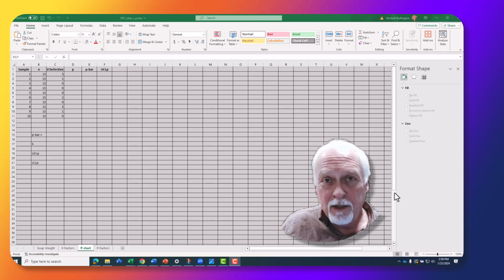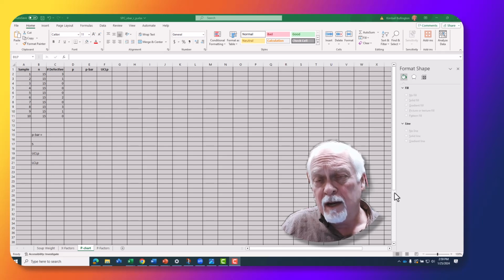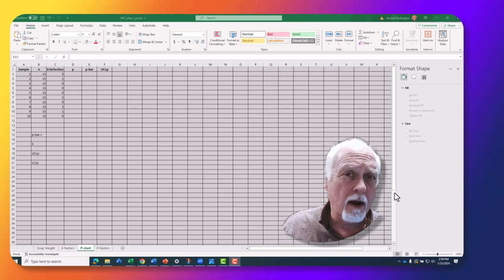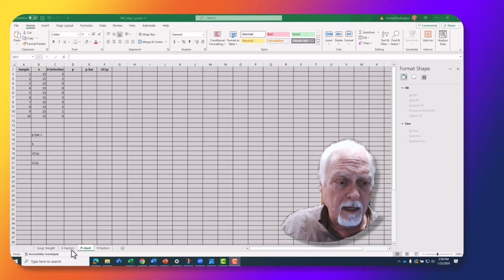Hi, this is Dr. B, and we're going to be looking at another type of control chart, the proportion defective or P chart. And unlike the variable control charts, we will only have one chart as our output. And so let's get to work and create that.